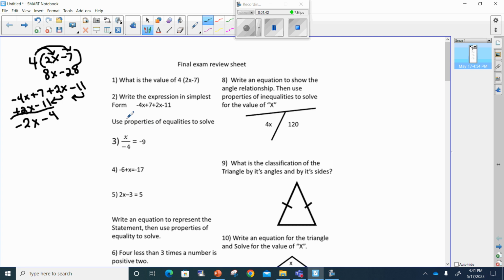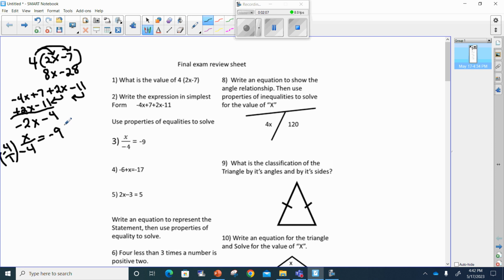Number 3 says use properties of equality to solve this. Well, I've got x over negative 4. That's going to equal negative 9. Well, to solve this is very easy. X is being divided by negative 4. I need to do the opposite. So I'm going to multiply by negative 4 over 1.